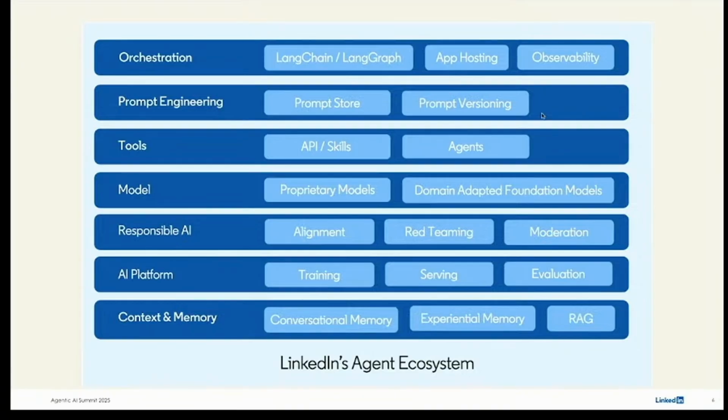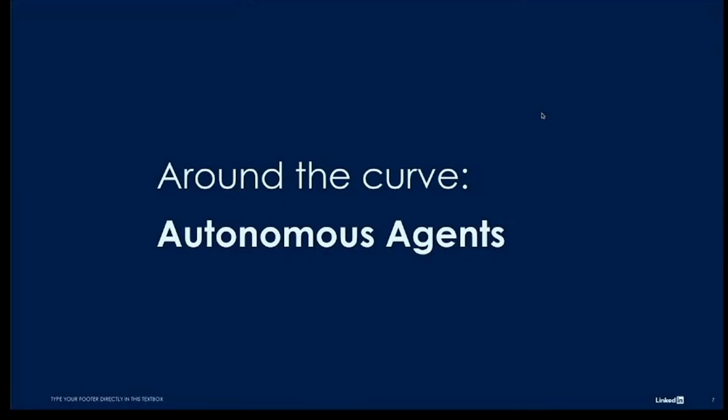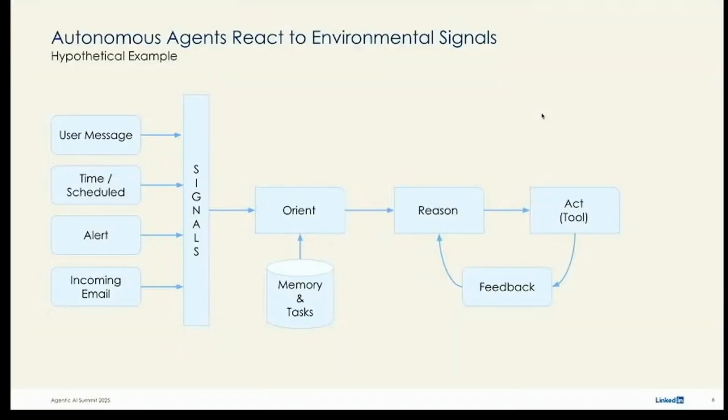So when we're standing on this frontier and looking forward, I mixed my metaphors here around the curve, but when we're looking forward, we see autonomous agents rising in importance. And these two things are linked, right? And I'll get to some of that in a moment.